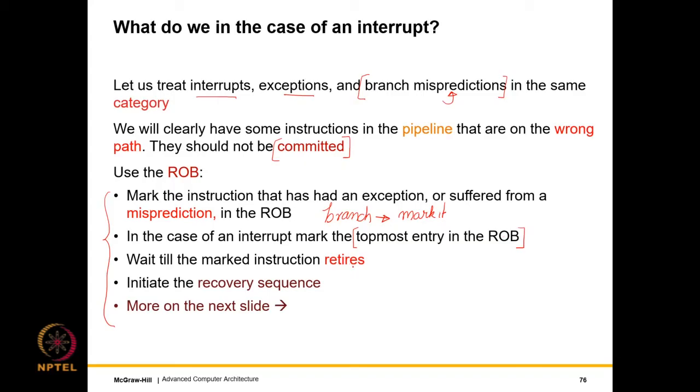We wait till the marked instruction retires. Retire and commit are something we'll use interchangeably. So we wait till the marked instruction reaches the head of the ROB and is ready to commit. Then we initiate what is called a recovery sequence, which is described in the next slide.